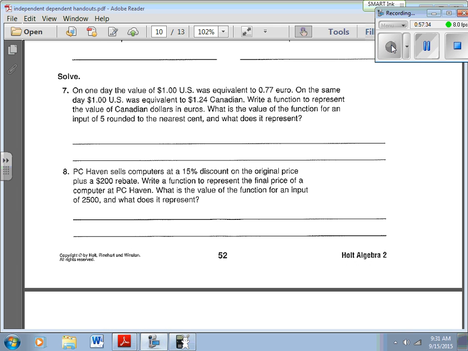Okay. Everybody go to number 7 on that page. It says on one day the value of $1 US was equivalent to 70 cents as a euro. Now, have any of you traveled outside of the United States at all? No, remember? Okay.